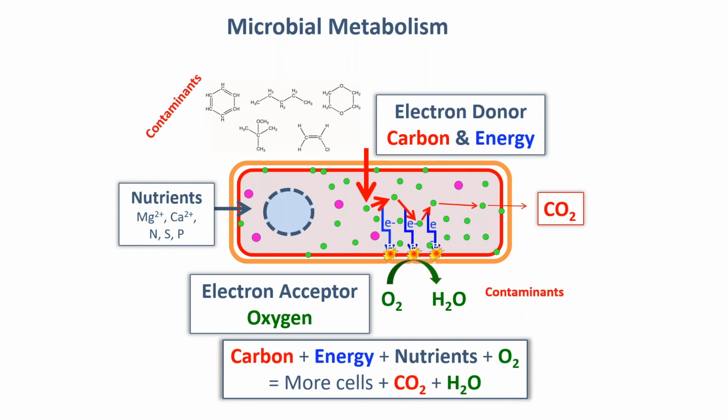As an example, a cell can use hydrocarbons as an electron donor or a carbon energy source, and then use chlorinated solvents as a terminal electron acceptor. So they can really help us out, but we've got to do some things for them.